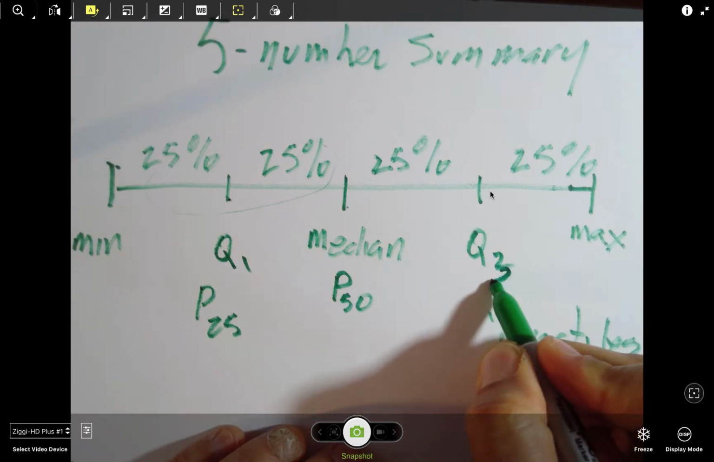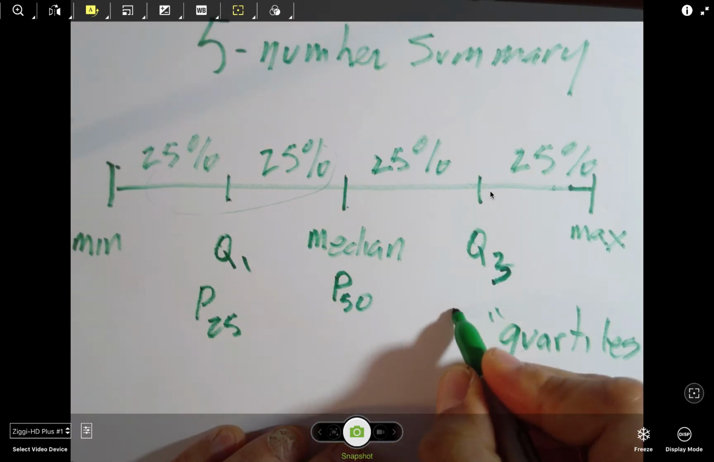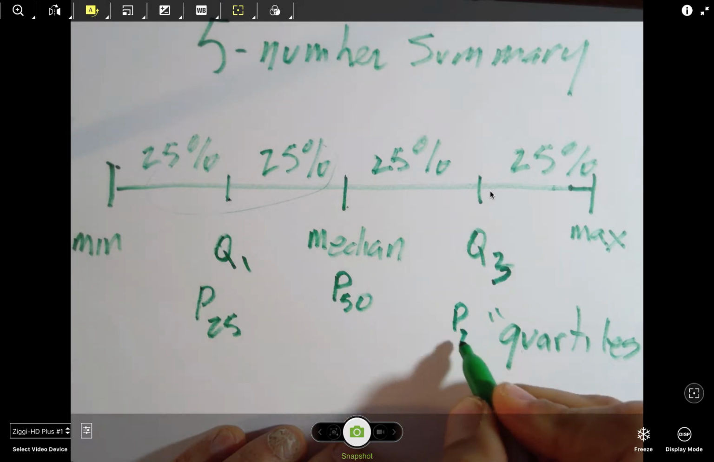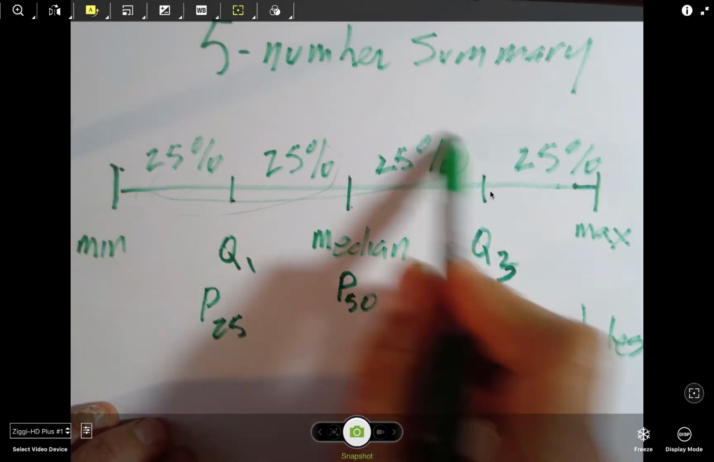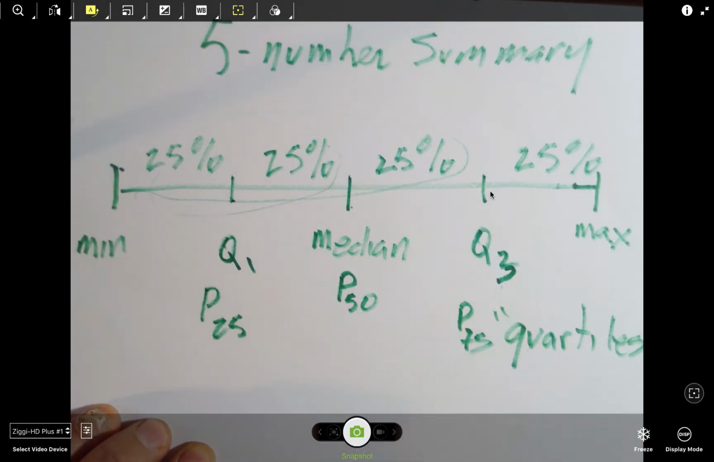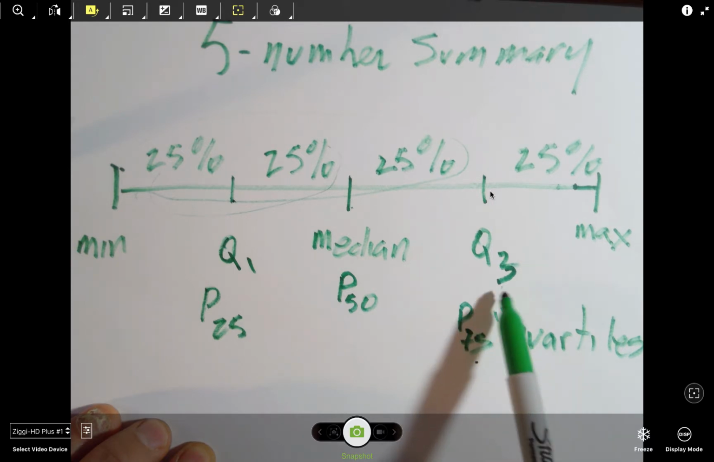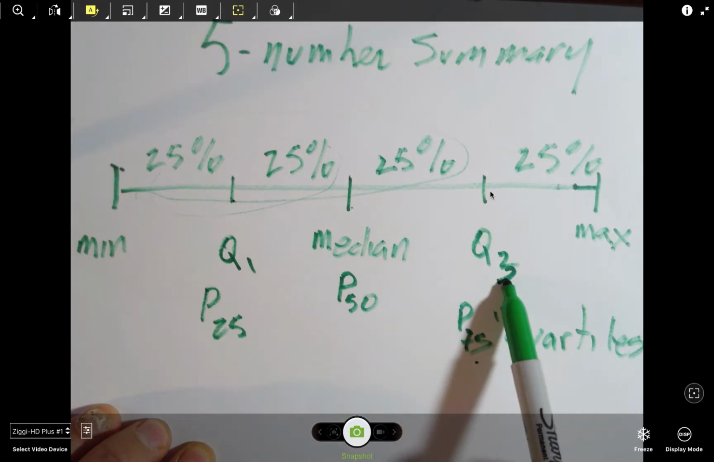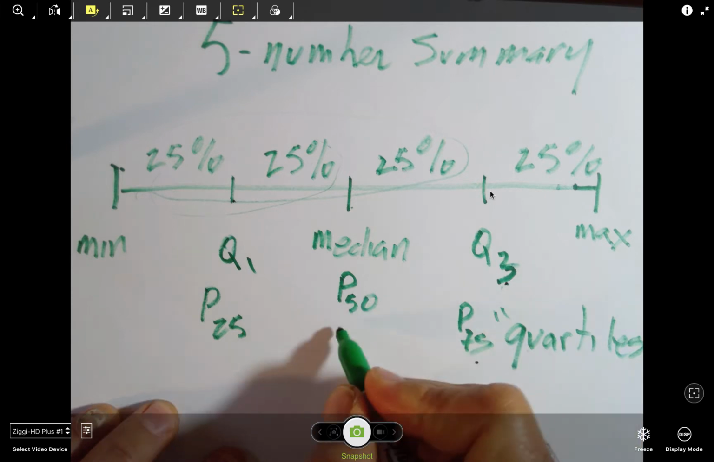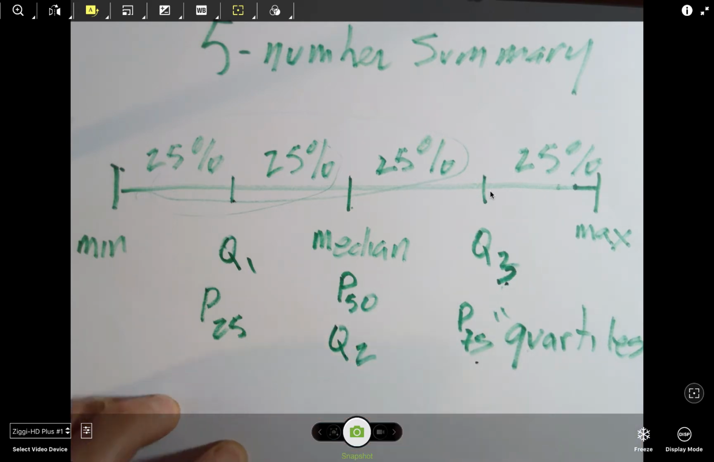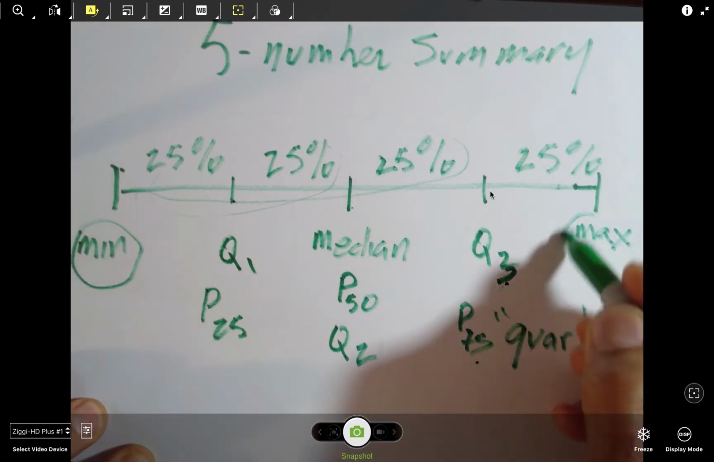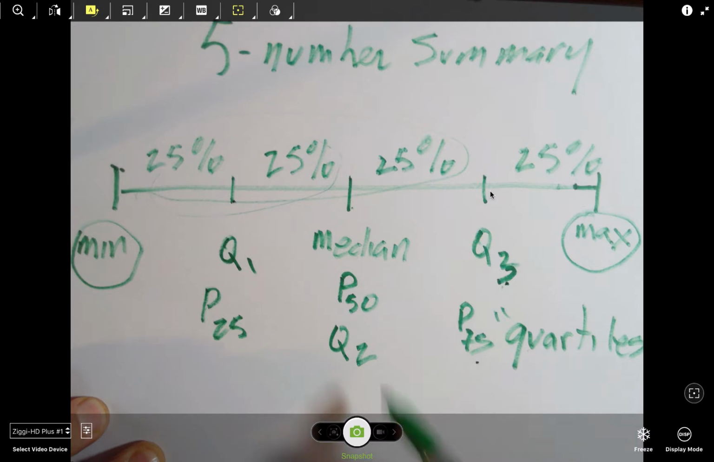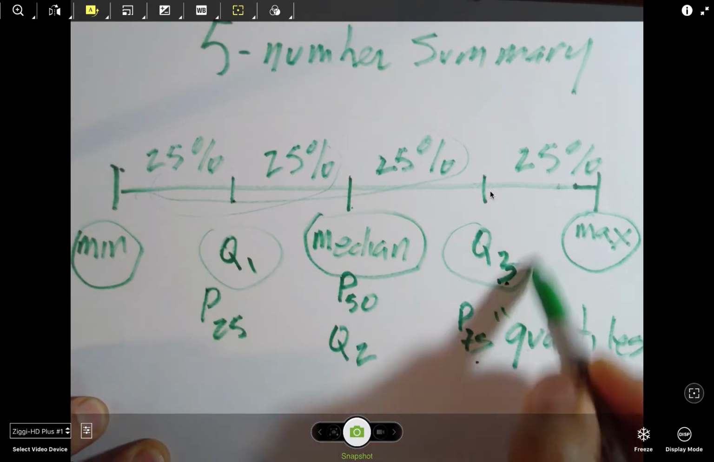And this is actually Q3 here. It's the same as P75. So 75% of the data will be less than P75. And we call that Q3 for the third quartile. The median, we could call it Q2, but we just call it the median. So the 5-number summary is min, max, the median, and the other 2 quartiles.